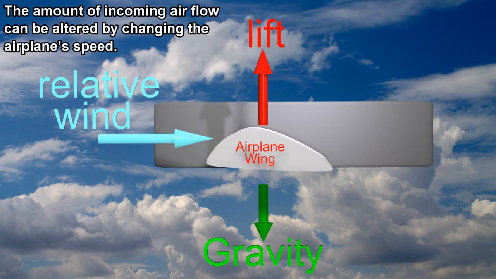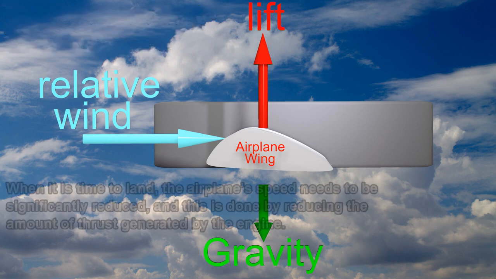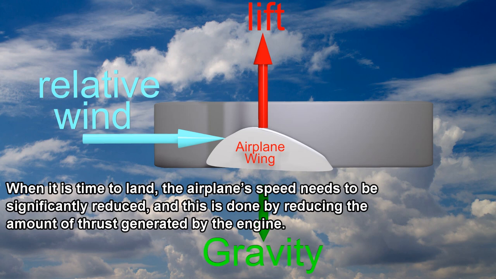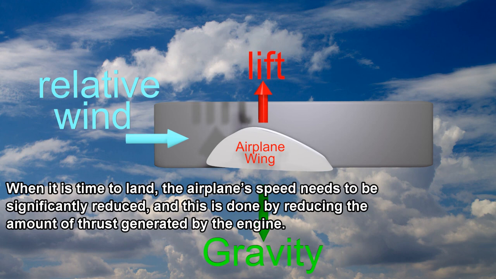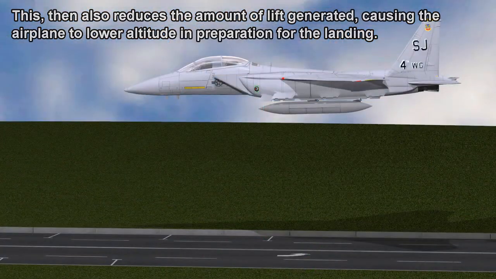The amount of incoming airflow can be altered by changing the airplane's speed. The faster an airplane is moving relative to the surrounding air, the more lift it generates. When it's time to land, the airplane's speed needs to be significantly reduced, and this is done by reducing the amount of thrust generated by the engine. This then also reduces the amount of lift generated, causing the airplane to lower altitude in preparation for the landing.